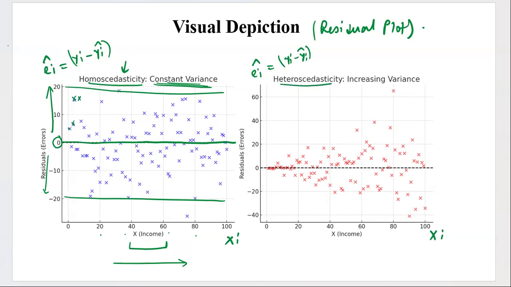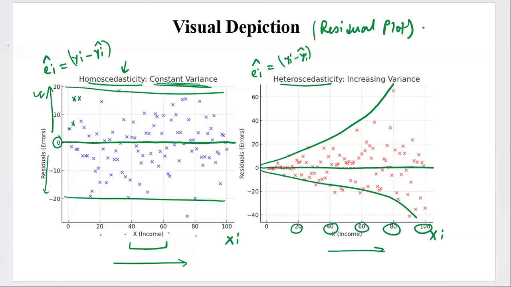Now come to heteroscedasticity. Here, this is the zero line. There is no difference in actual and predicted value of household expenditure. Now what do you see? Whenever you see a funnel shape, this kind of structure. In the left-hand panel, you don't have any kind of funnel shape. But here, as your income increases from 20 to 40 to 60 to 80 to 100, the deviation also increases.